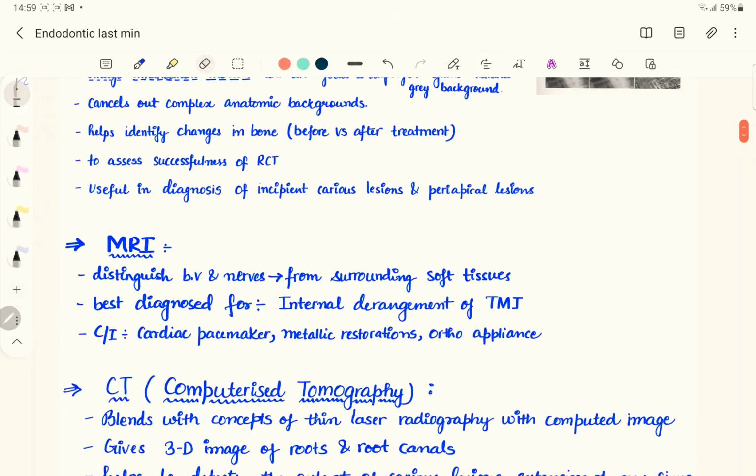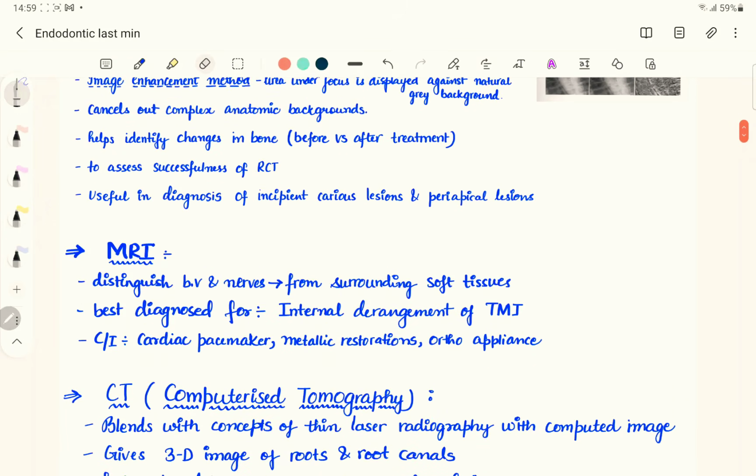Then coming to the MRI machine, we know that we cannot wear anything metal inside the MRI machine. So metallic restorations, ortho appliances, and any jewelry are all removed before the MRI, and a patient with a cardiac pacemaker cannot enter the MRI. MRI is for soft tissues, CT is for hard tissues. MRI is going to distinguish blood vessels and nerves from the surrounding tissue structure, and it is best used in dentistry for internal derangement of the temporomandibular joint.